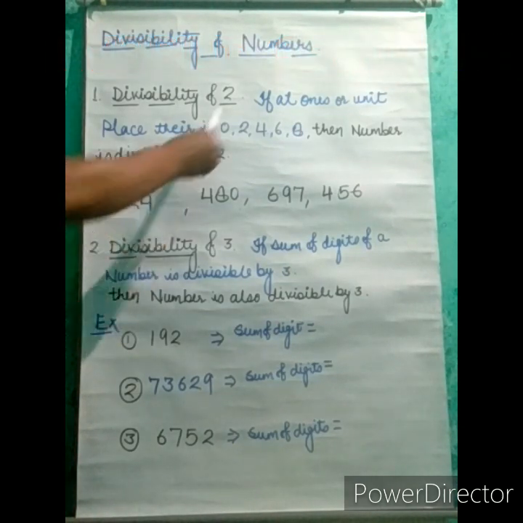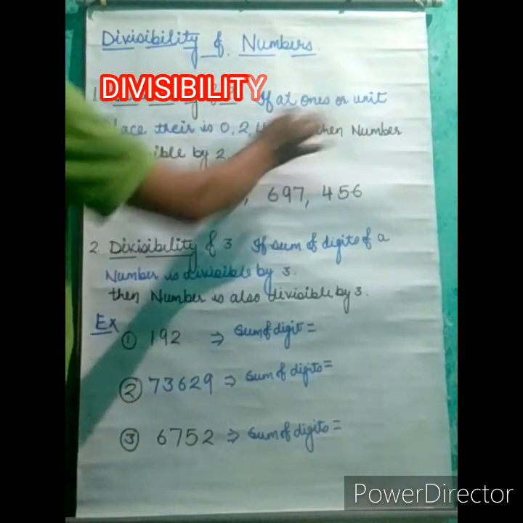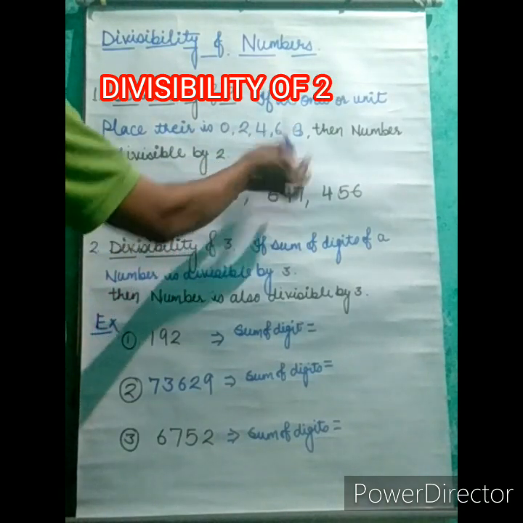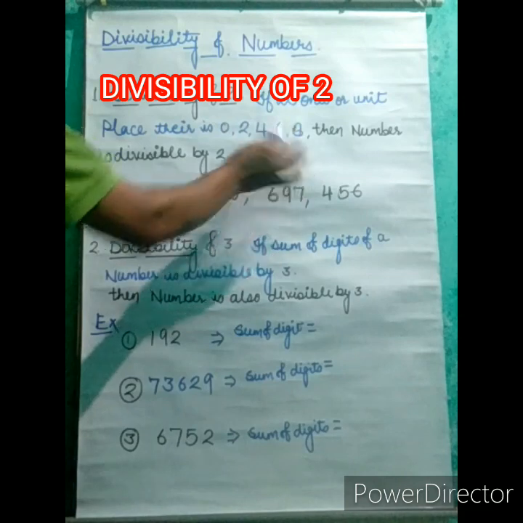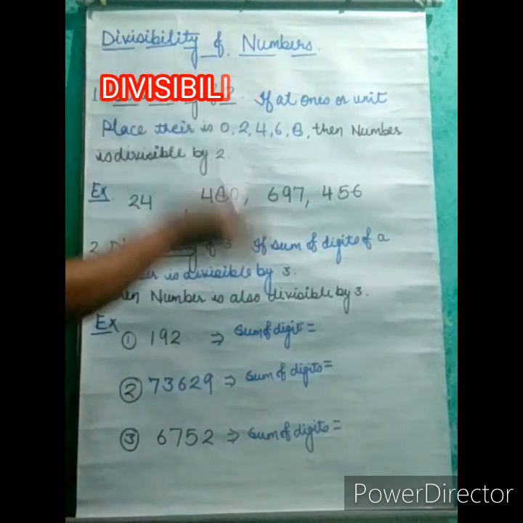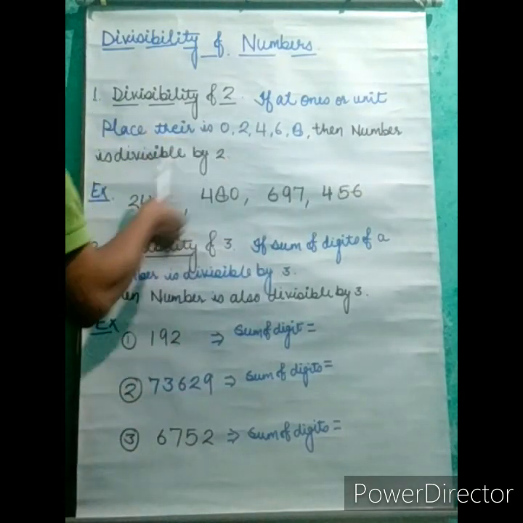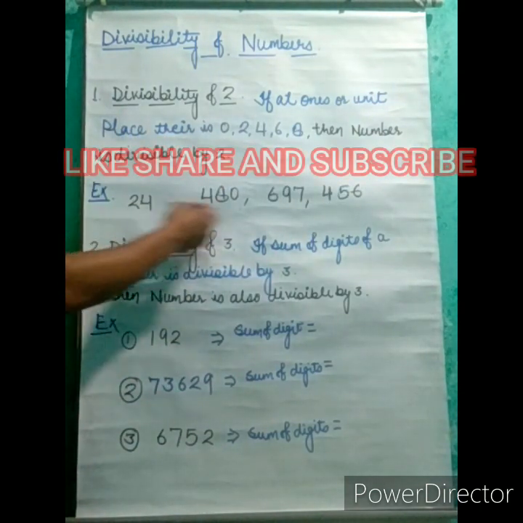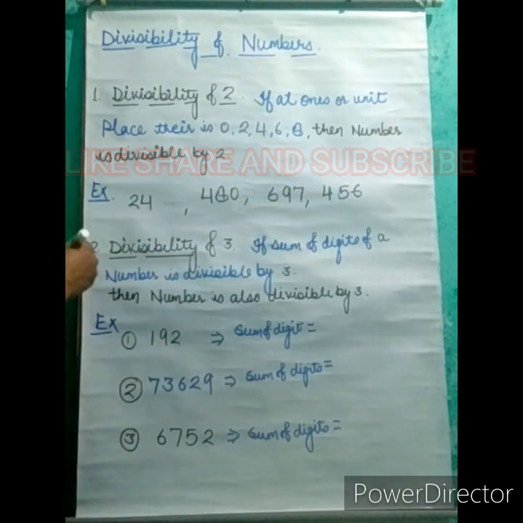So what is written here? If at ones or unit place there is 0, 2, 4, 6, 8, meaning from these 5 digits any digit is there at ones or unit place, then the number is divisible by 2. Let's see, here I am having few numbers: 24, 480, 697 and 5,456.